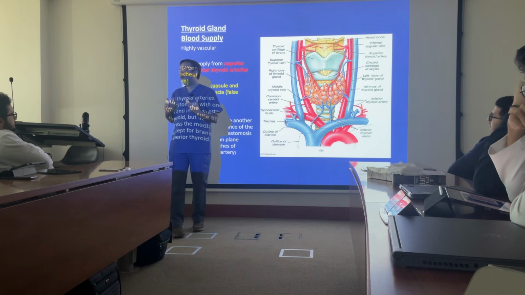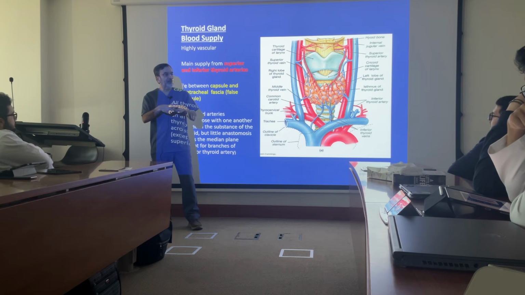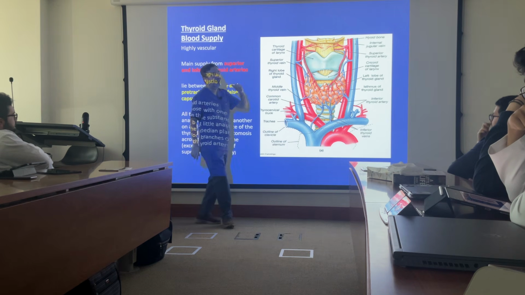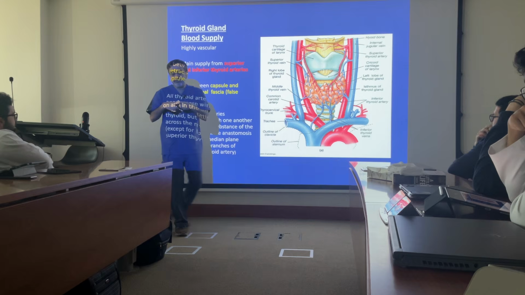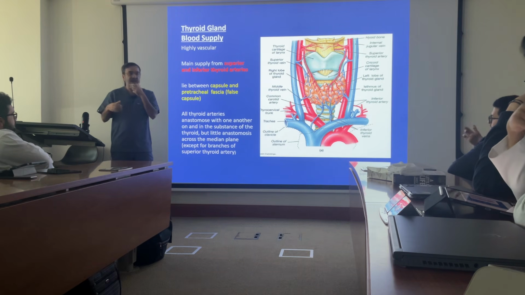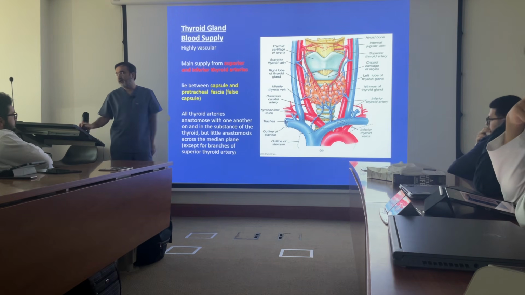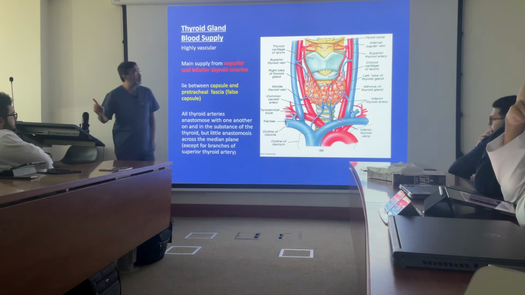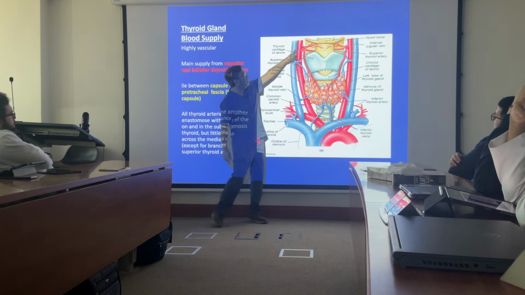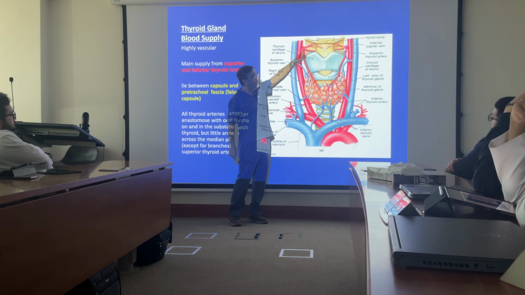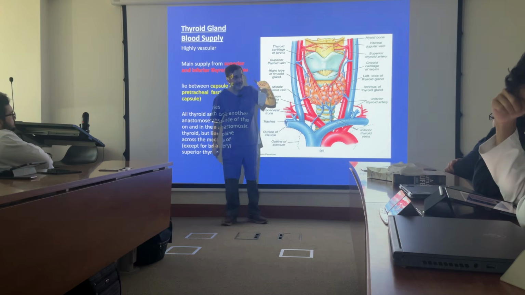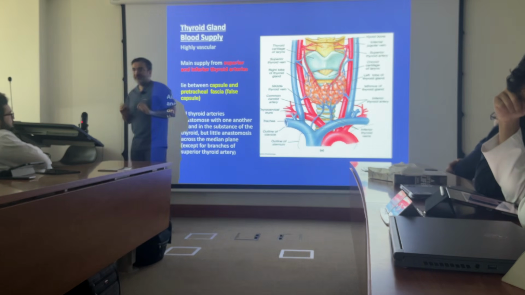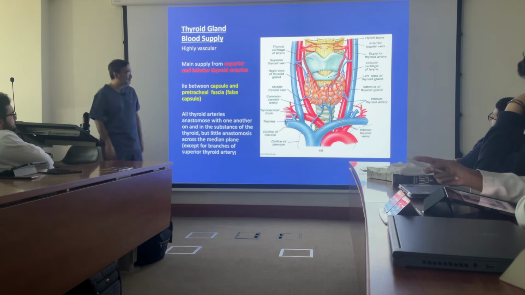So the quality of your voice will change because you cannot produce high frequency sound. For high frequency sound, you need your vocal cords to be stretched. So this external laryngeal nerve supplies the cricothyroid muscle, which makes the vocal cord stretched, and otherwise this will result in bowing of the vocal cord. So rather than tying the superior thyroid artery at its origin, you tie the superior thyroid artery near the upper pole of the thyroid gland. That's how you save the external laryngeal nerve.